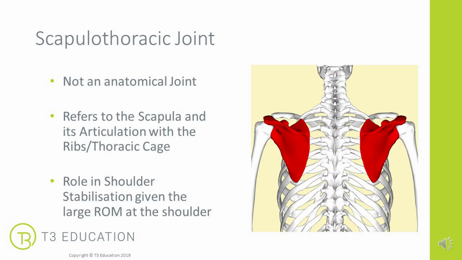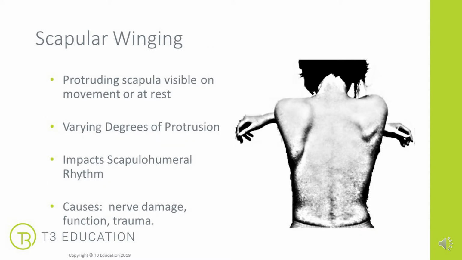It impacts scapulohumeral rhythm, so it's very important, but where we have that winging or that lack of control on that scapula, then it's going to affect that range of motion. You may have heard of the term scapular winging, and that's because it can look like a wing, because what we see is that medial border of the scapula protruding through the skin, and that's on either movement or at rest. There's varying degrees of protrusion.